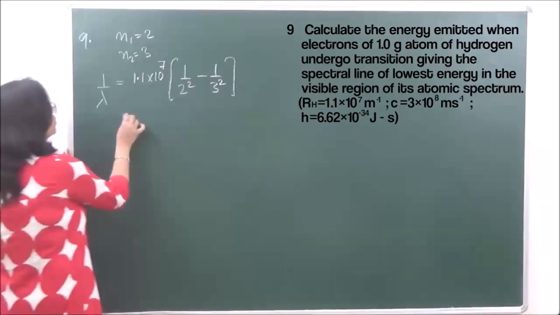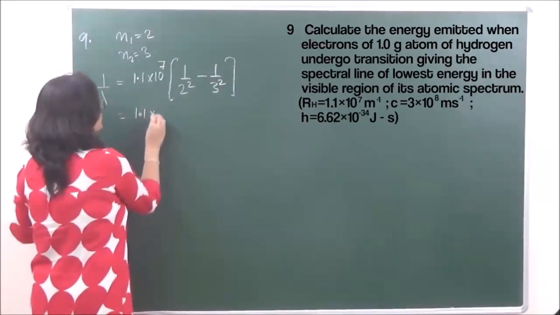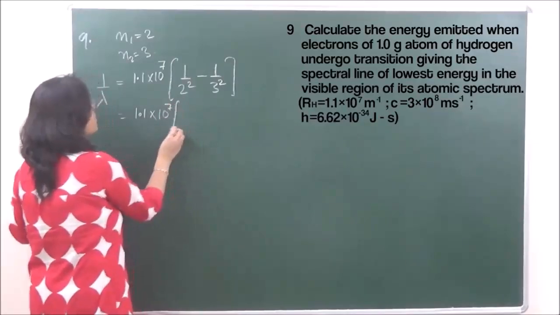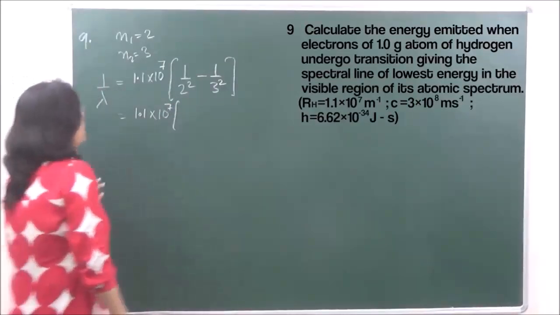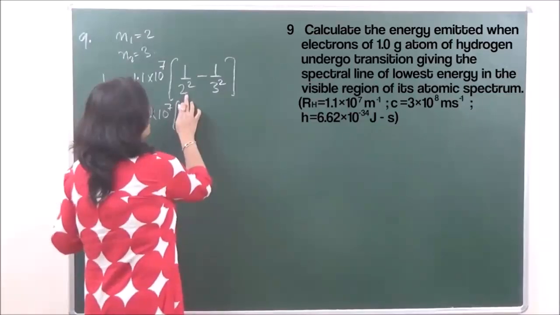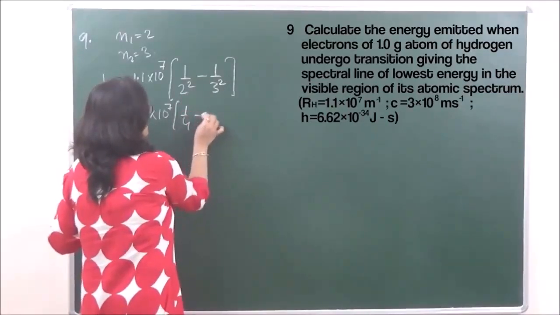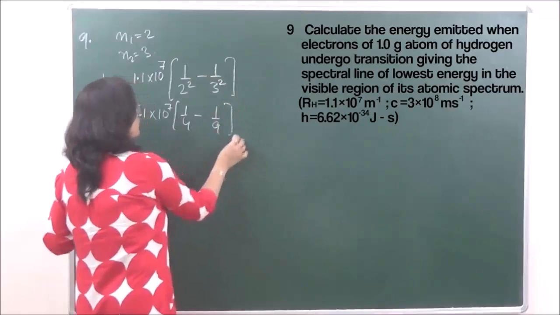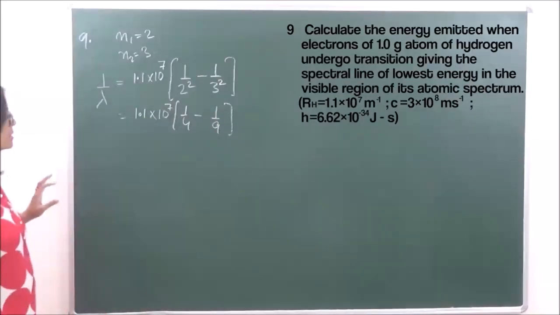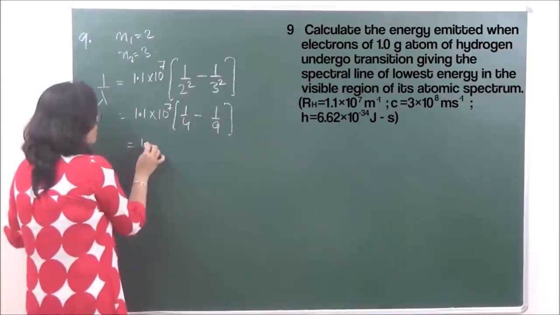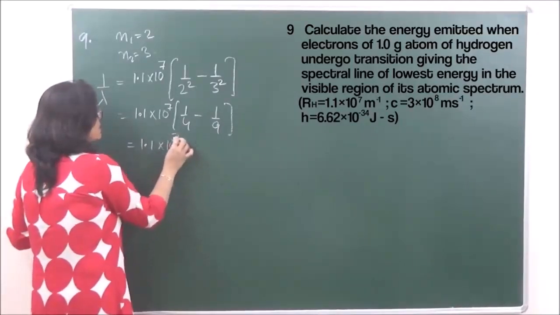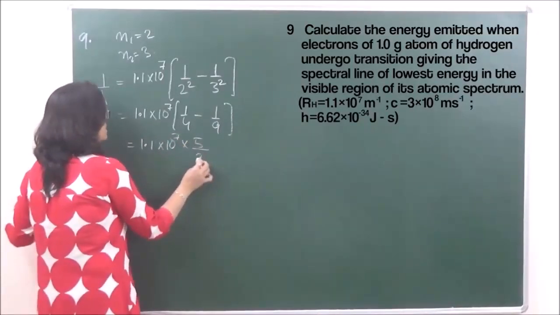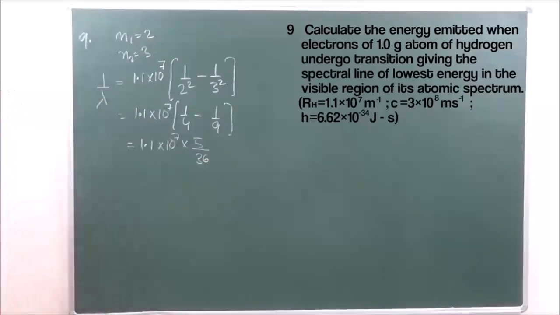This is going to be equal to 1.1 into 10 raised to power 7 into, this is going to be 1/4 minus 1/9, so 5/36. So 1.1 into 10 raised to power 7 into 5/36, clear? Now what are they asking from us in the question?